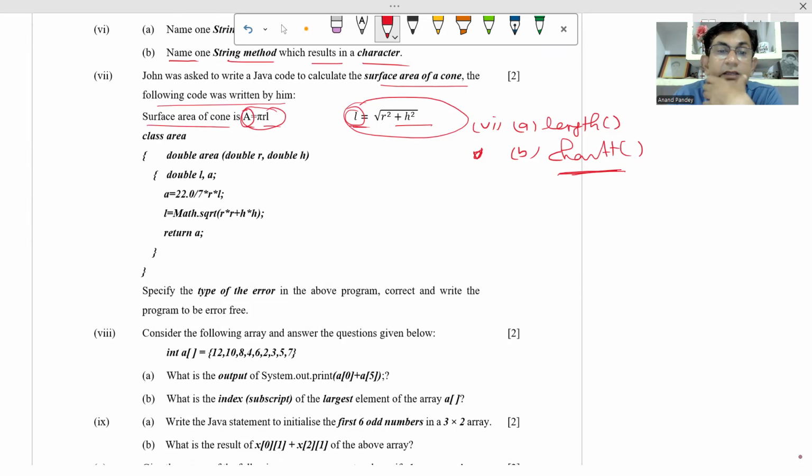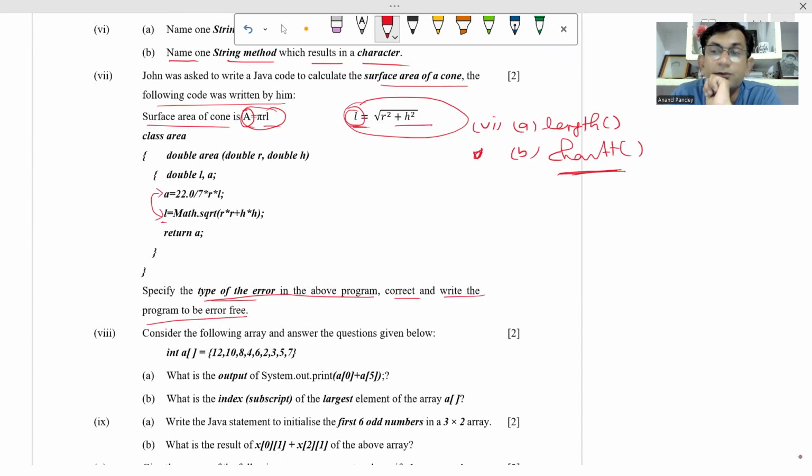Pi r L, first the value of L has to be found. So see, I'm telling you, the following code was written by him, surface area. So what do we have to do? Specify the type of the error in the above program, correct and write the program to be error free. So first tell the error, the type of error, which error is there in this. So see, two errors are here. Here, sorry, area should not be calculated first. First, L should be calculated. So this should be interchanged.